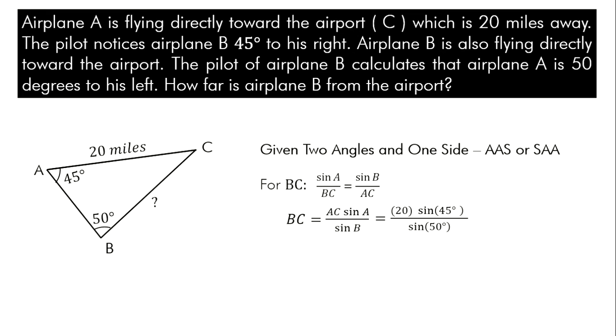If you use your calculator, you'll obtain 18.46 miles. So how far is airplane B from the airport? And that is 18.46 miles.